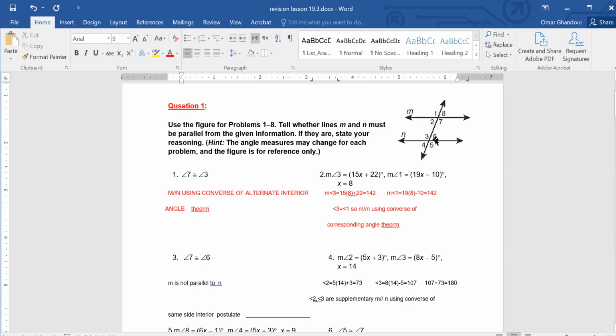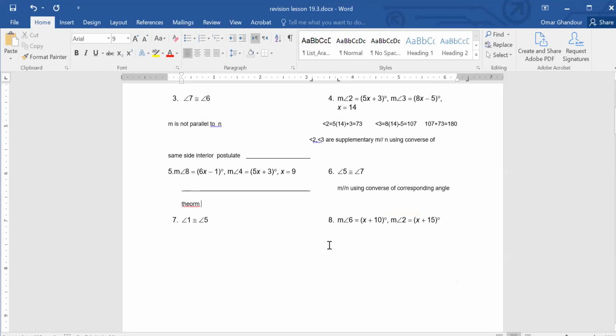If 1 is equal to 5, so this is what? 1 and 5 together, guys, are alternate exterior. They are the same as alternate interior, but they are outside. That's why they are called alternate exterior, and alternate exterior should be equal. So actually here M will be parallel to N using converse of alternate interior, no, sorry, alternate exterior this time, alternate exterior angle theorem.